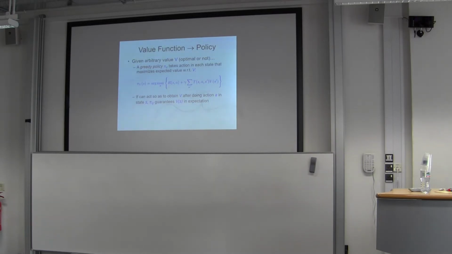And if you know you can act so as to obtain V in the future, then doing action A guarantees that you at least get V of S in expectation. In practice, often you don't know V exactly, but if V is a lower bound, you're going to guarantee at least that much value. If V is an upper bound, you know, if I walk out the door, I'm going to make $1 million, right? Good luck. So typically, in practice, we act according to lower bounds. They're safe. They guarantee a value.